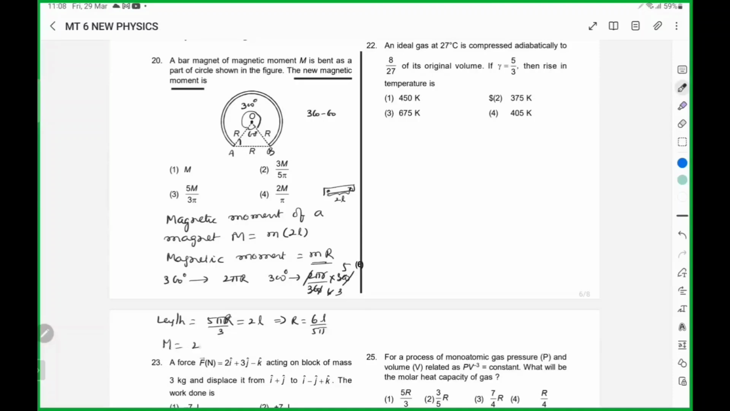So magnetic moment is m into 2L, and here 2L is 5 pi R by 3. Magnetic moment is m into R, that is 6 mL by 5 pi, so 3 times 2 mL by 5 pi. 2 mL is capital M, so 3M by 5 pi is the answer.